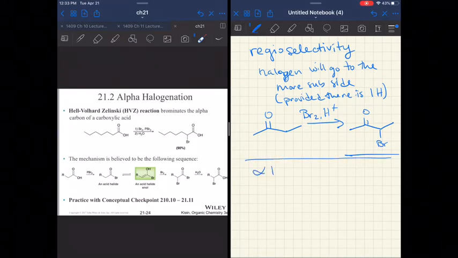Adding a halogen to a carboxylic acid is a different story.